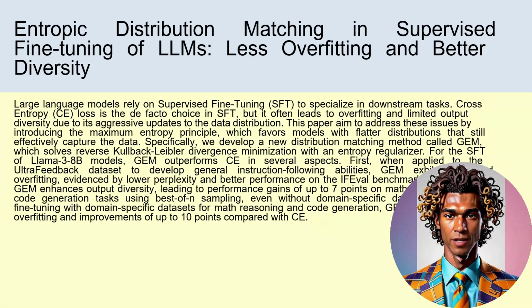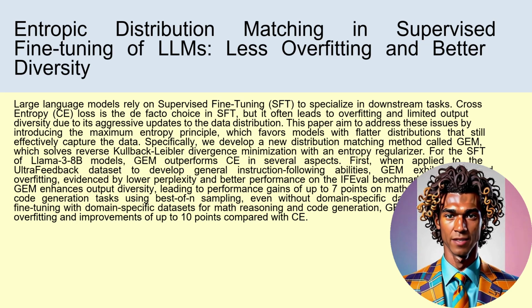In the research titled Entropic Distribution Matching in Supervised Fine-Tuning of LLMs: Less Overfitting and Better Diversity, researchers tackled the issue of large language models, LLMs, becoming too specialized and losing diversity in their responses when trained with standard methods. The usual way to fine-tune these models is using a method called cross-entropy, CE, loss, but it can cause the model to overfit the training data, leading to less diverse and sometimes inaccurate responses.